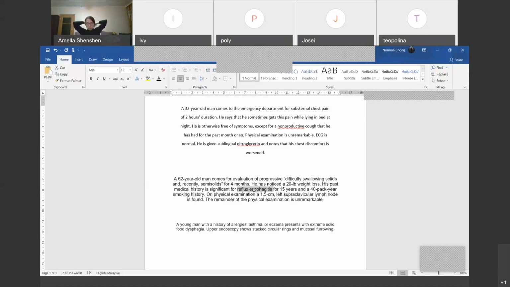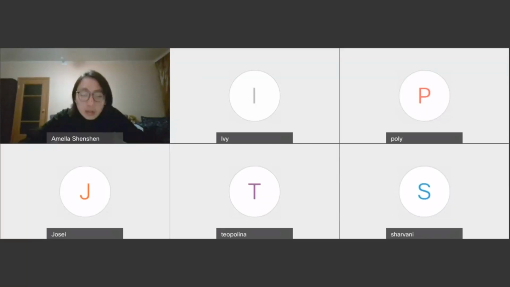What is the prognosis for this patient? Of course, the prognosis is already not good. You see that the patient is already 62 years old, with a smoking history of 40 pack years, 15 years of esophagitis as well, and you see this lymphadenopathy as well. Of course, a lot of things can cause lymphadenopathy, be it tuberculosis, infection and all that. So those are some other differentials that you can rule out. Okay, so that's it for today.